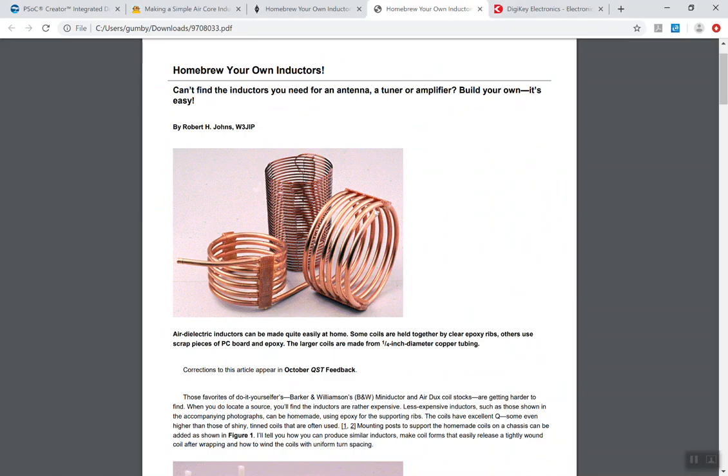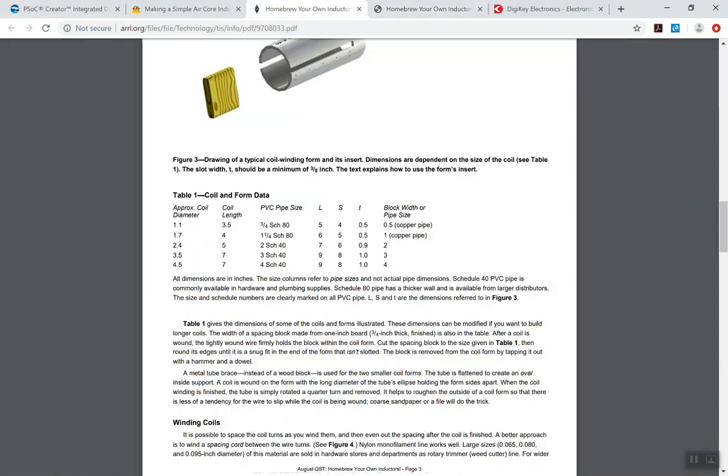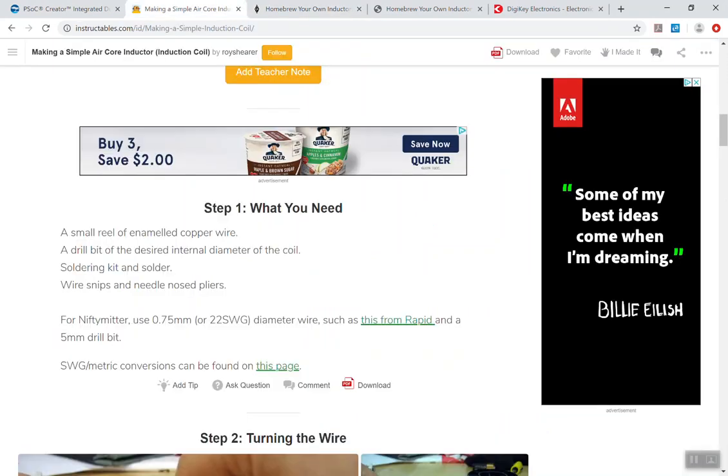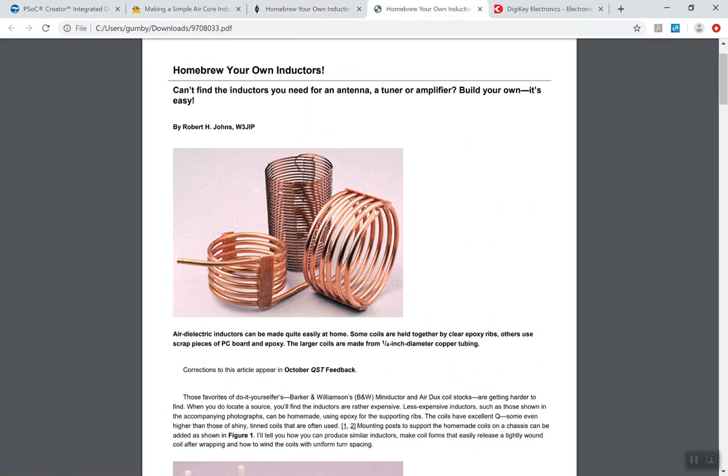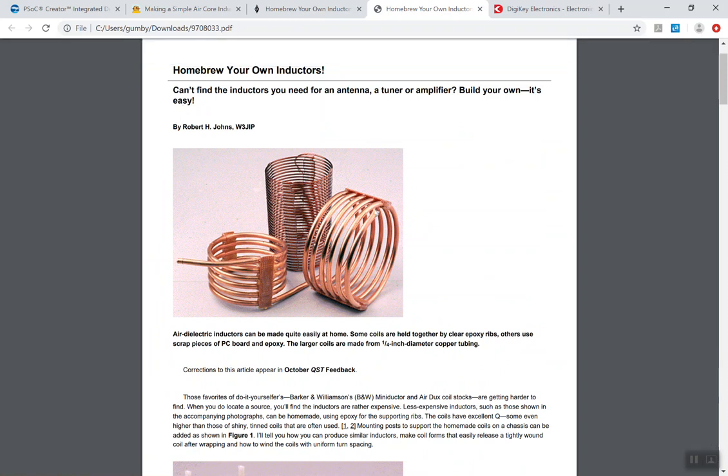So the page I had brought up here is just a PDF I found on the internet. I can't remember exactly where, I just did a Google search for it, but this is "Can't find inductors you need for an antenna, a tuner, or amplifier? Build your own." It's easy, and it really is easy to build your own inductors. And these are all air coil inductors, and you can see, yeah, they're literally just coils of copper wire.